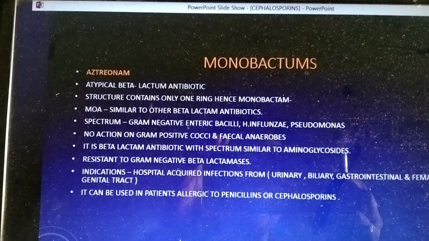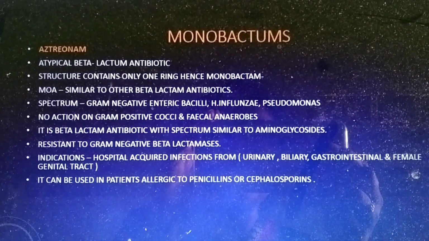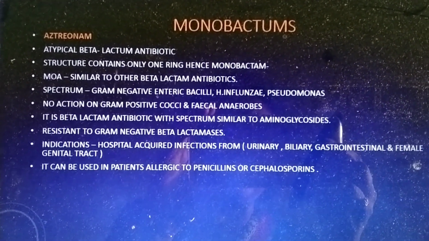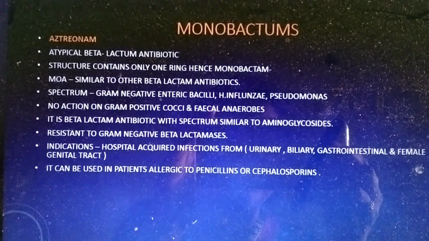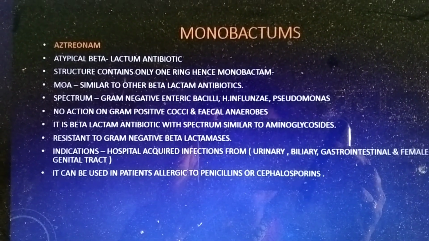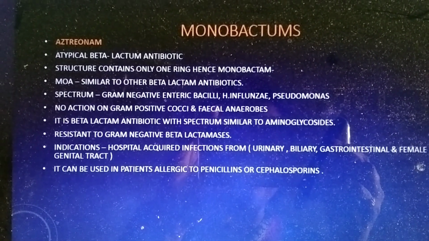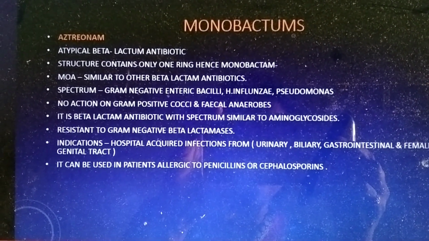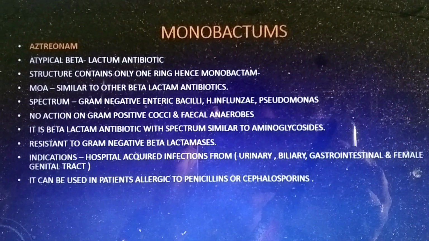Monobactams are also known as atypical beta-lactam antibiotics, because the structure contains only one ring. Hence the name monobactam, and that's why they are atypical. Mechanism of action is similar to the other beta-lactam antibiotics, that is inhibition of bacterial cell wall synthesis. The spectrum of action is mainly the gram-negative enteric bacilli, Haemophilus influenzae, Pseudomonas. There is no action seen on the gram-positive cocci and the fecal anaerobes.